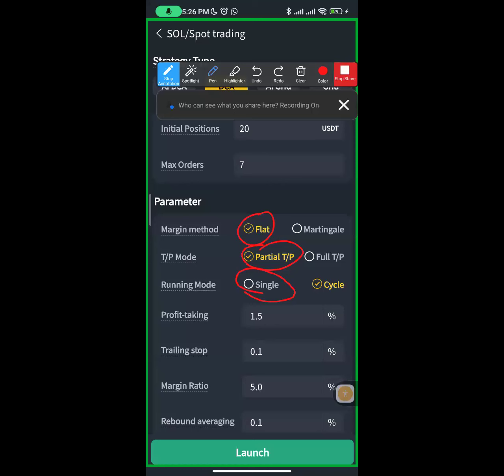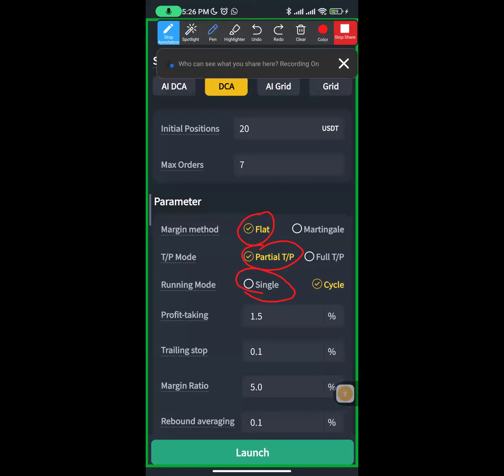Yes. Okay. So this is the DCA. Now, there are so many approaches to this DCA. So you can see you can put it on flat, partial TP, you could put it on single. Now, on your profit taking, you could take as high as you want, as low as you want. Okay. Now, the margin ratio is another thing.